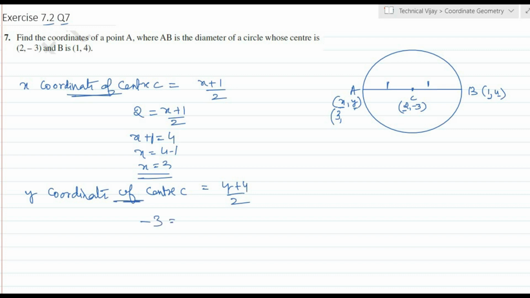So minus 3 is equal to (y plus 4) divided by 2. So y plus 4 is equal to minus 6. So y is equal to minus 6 minus 4. So y is equal to minus 10. So this is (3, minus 10). So these are the coordinates.